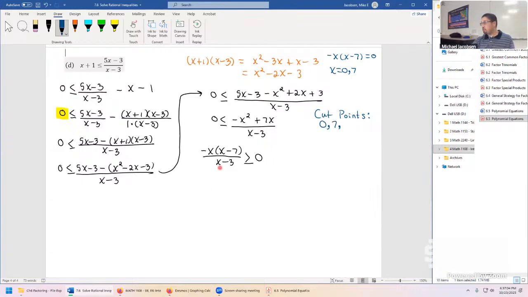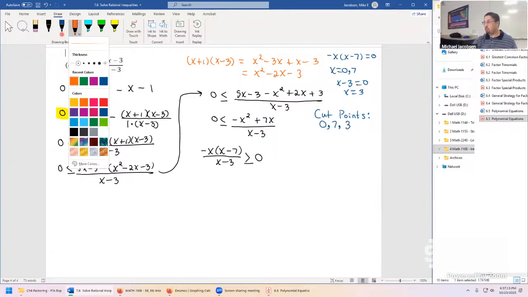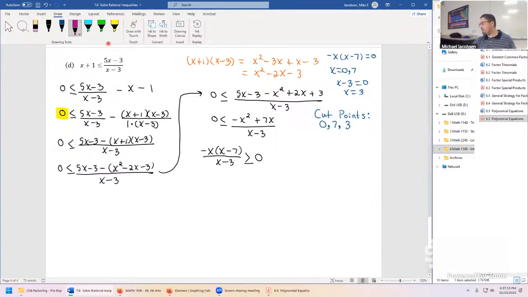Next, we set the denominator equal to 0. X minus 3 equals 0 means x equals 3. And that's the other cut point. One of them is special. That's the 3 right here. This one is the excluded value.